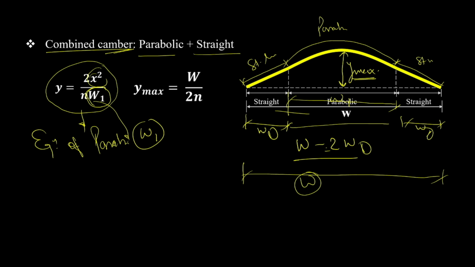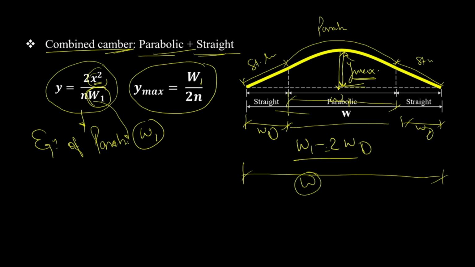This will become w1. So instead of here, we will place this w1, and then we will get y max is equal to w by 2n. This should be w1. So like this we will be able to calculate how much the y max should be for the combined and straight parabola. So here we have finished how much it should be and how we can calculate it.